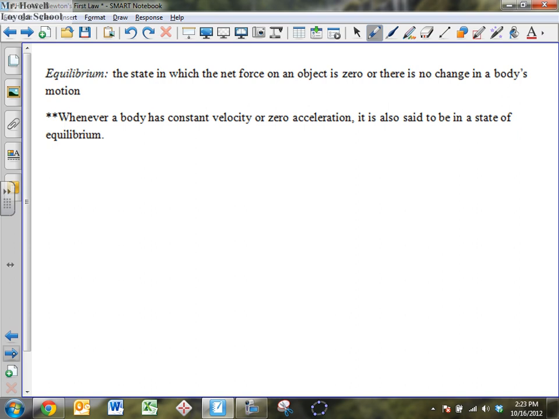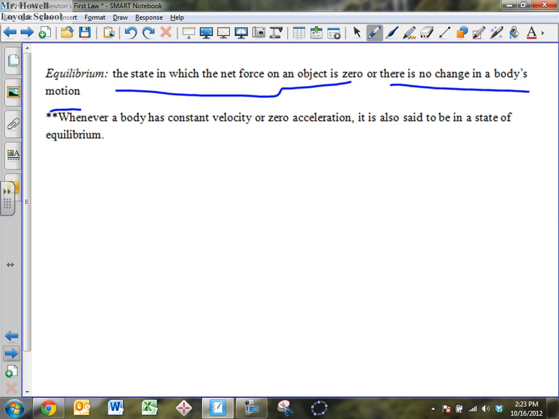The definition is a little different. The state in which the net force on an object is zero. That's what we just said. Or there's no change in the body's motion. There's no change. So either the object is at rest and it remains at rest, or we have an object moving with a constant velocity and it's not accelerating at all.